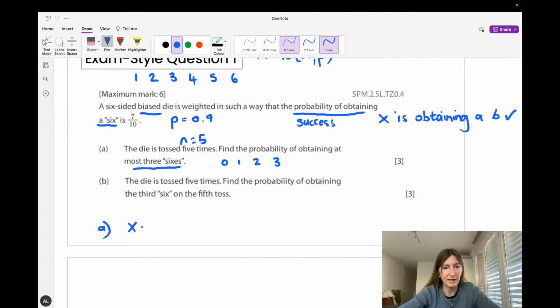So remember to say x is distributed binomially, because they haven't actually said that in the question, so you've got to show that you recognize that, where n is 5 and probability is 0.7. Great. And now what we're interested in, at most 3 6s. So P(X ≤ 3).